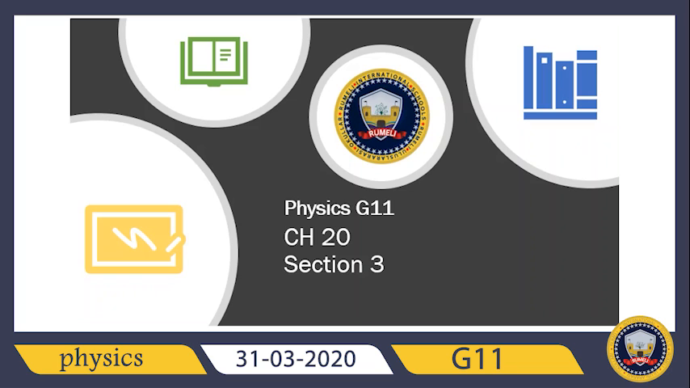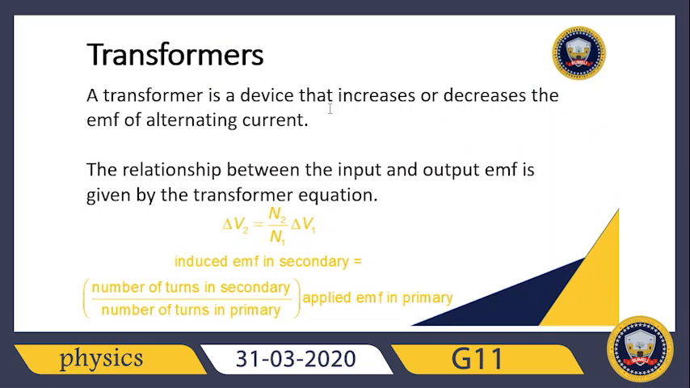So we have a transformer. A transformer is a device which can increase or decrease the electromotive force, the voltage. So we have a step up transformer and a step down transformer. Step down transformer means if the input is equal to 220 volt, the output must be less than 220 volt. Step up transformer means if the input is equal to 220 volt, the output must be more than 220 volt. So a transformer is a device that increases or decreases the electromotive force of the alternating current.